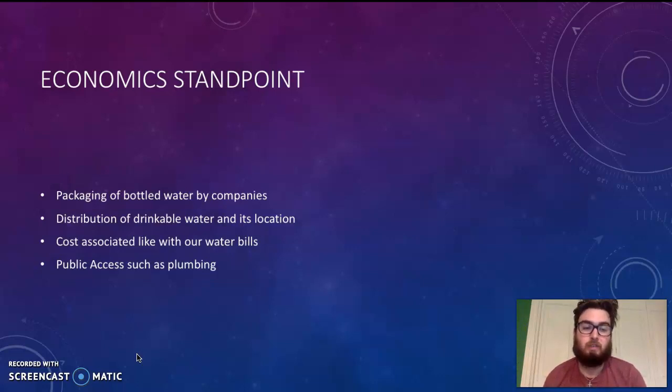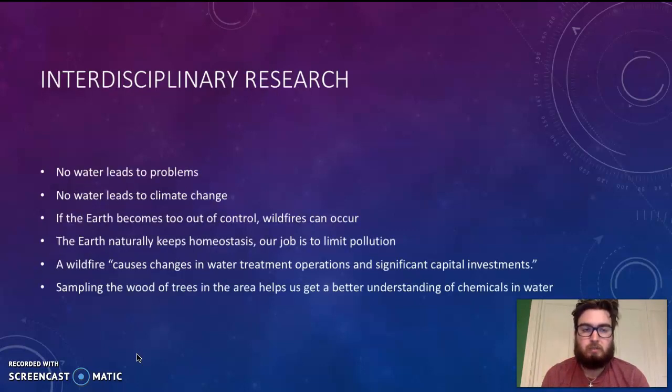And we can even think of distribution in terms of economics. It ranges from all kinds of things, water bottle companies, and then even the water hydrants that we find on the streets. Just getting this water to everyone can be such an extreme task. This is where interdisciplinary research really comes in handy.